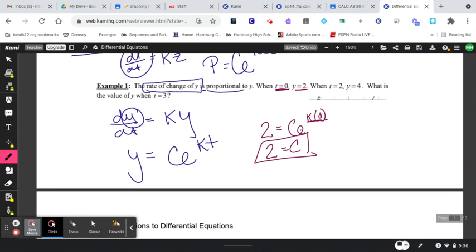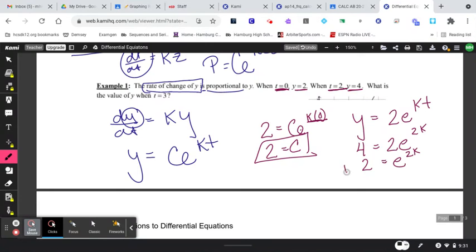So now I'm going to plug that in. So I really have y equals 2e to the kt. When t equals 2, y is 4. So now I have 4 equals 2e to the 2k. So let's see, I'm going to divide by 2. So I get 2 equals e to the 2k.